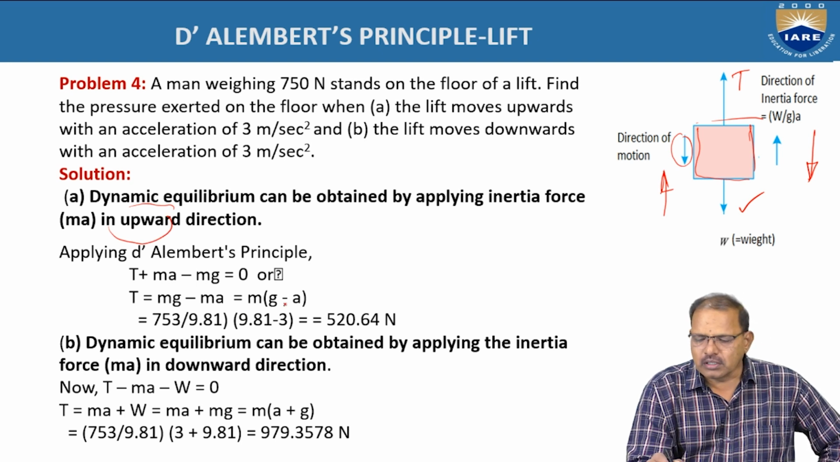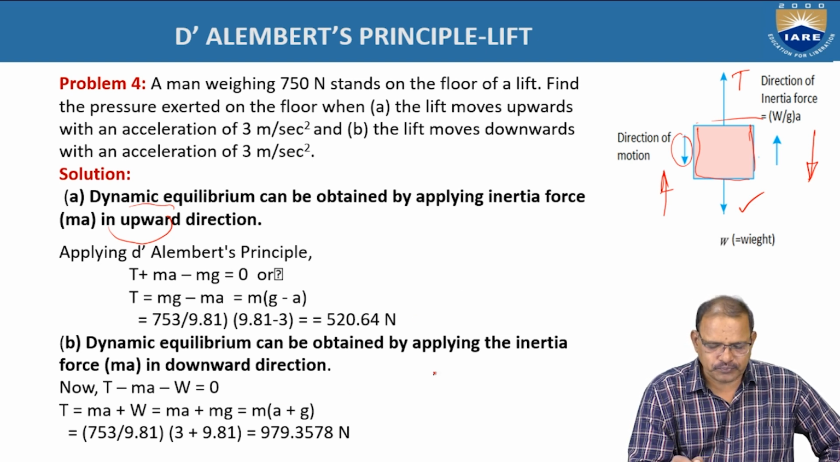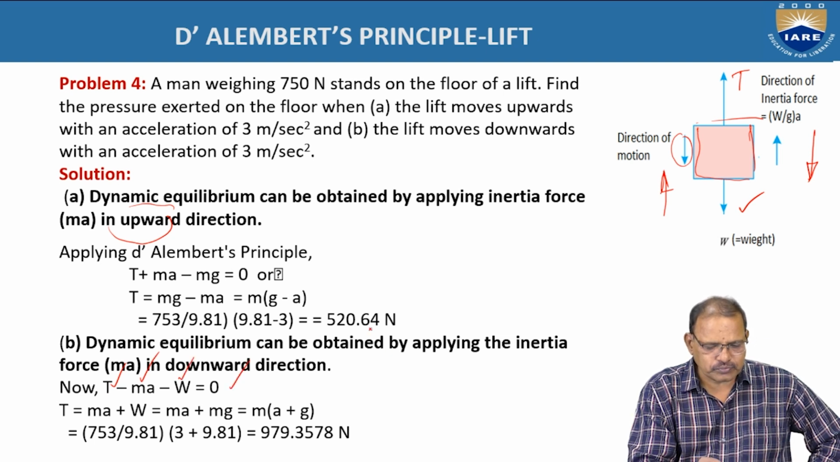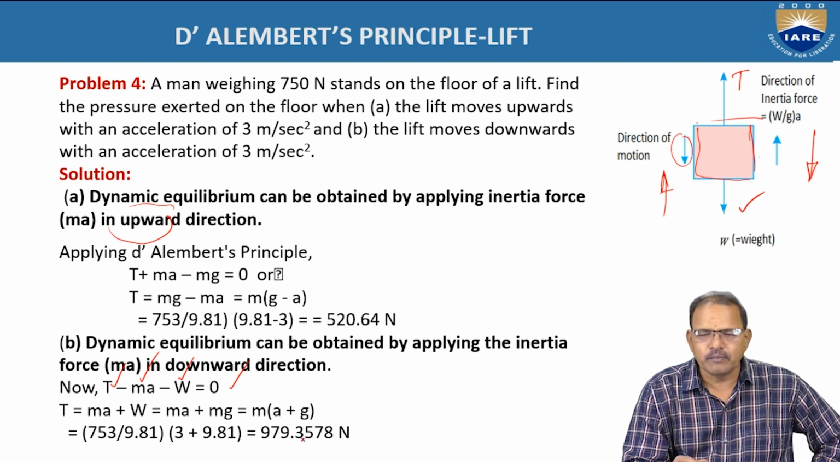it is equal to T minus W by G into A minus W is equal to 0 now. That is T minus MA minus W is equal to 0 now. So from this relationship we got the tension in the rope is equal to 979.3578 newtons.